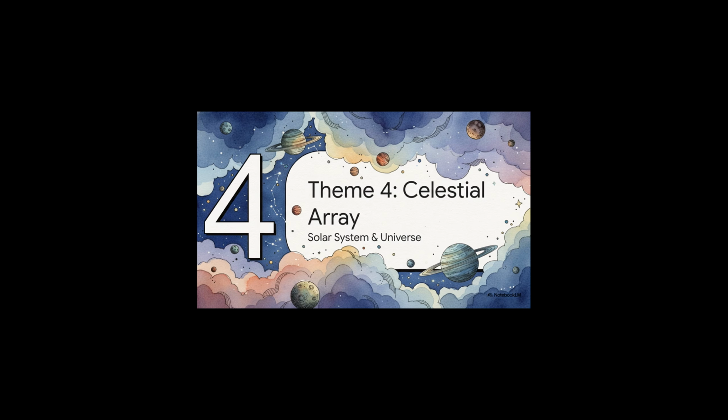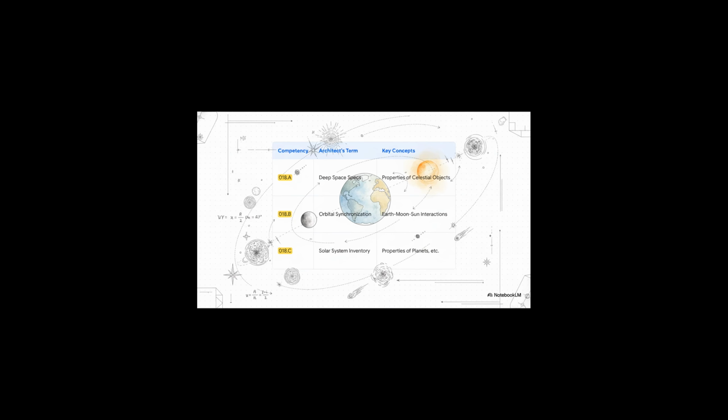Okay, for a final theme, as the planetary architect, it's time to zoom out, way out. We've designed our planet, and now we need to see where it fits in its cosmic neighborhood. This is Theme 4, the Celestial Array, and it covers Competency 018, our planet's place in the whole universe. This is the master schematic, the site plan for the whole development. It shows how our world interacts with everything around it.